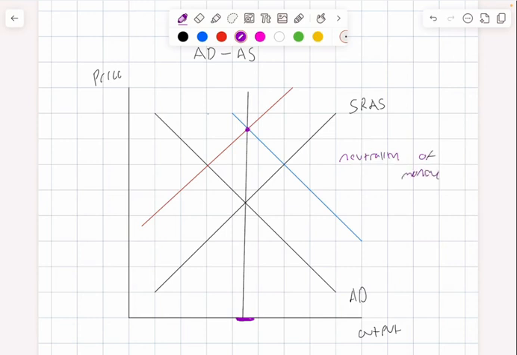The theory that prices do not affect the amount of output in the long run. There's a higher price and same amount of output.